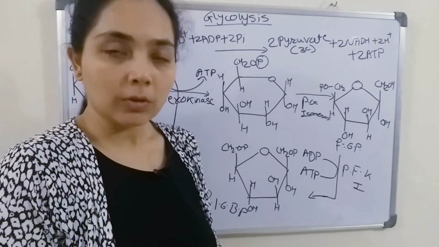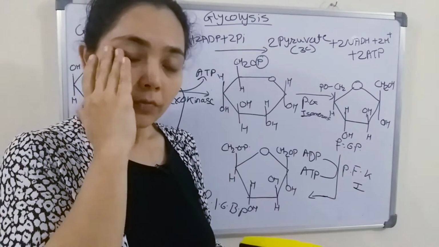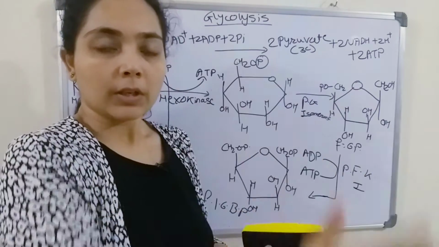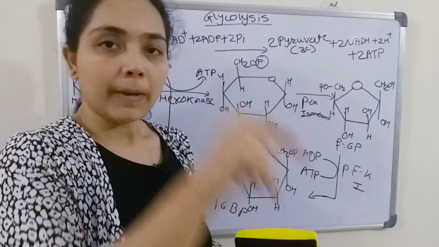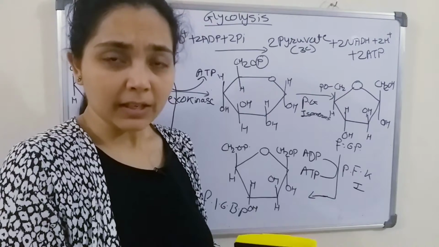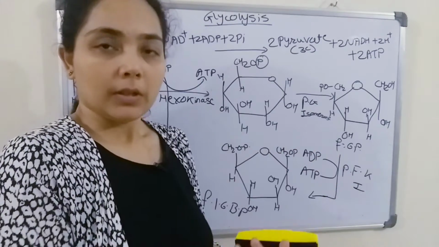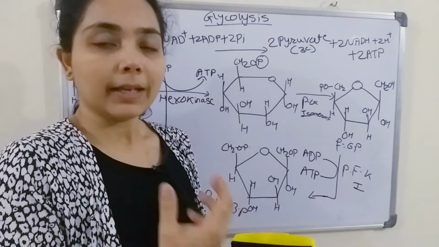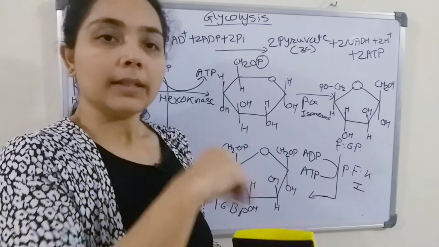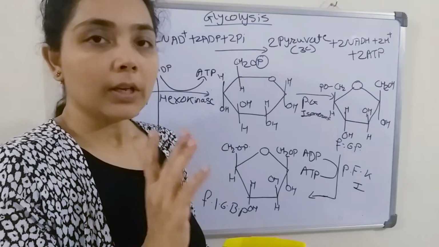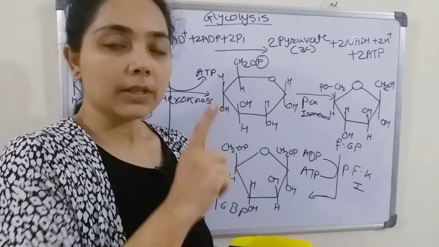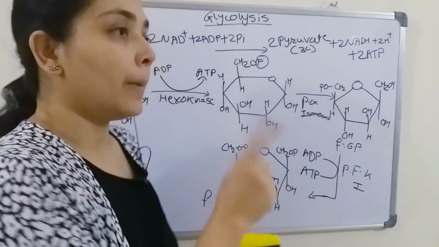Glycolysis is the breakdown of the glucose molecule, where one molecule of glucose will convert into two molecules of the 3 carbon compound pyruvate. This pyruvate will then enter the Krebs cycle and we'll get electron carriers like NADH and FADH2, and that will enter the electron transport chain, finally getting the ATP. So glycolysis is the first step, where glucose will convert into pyruvate.